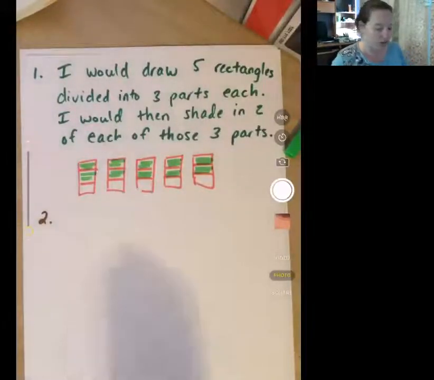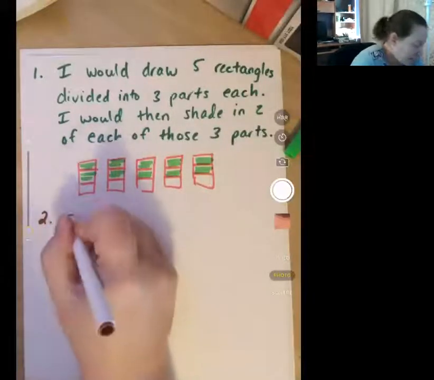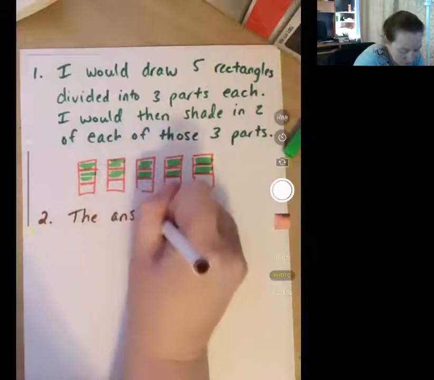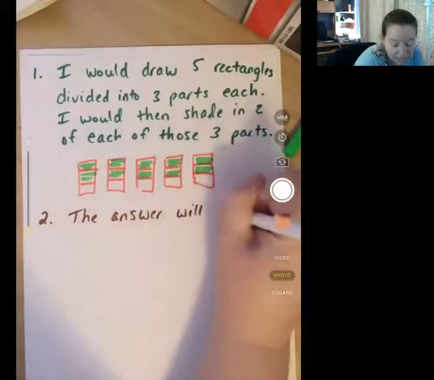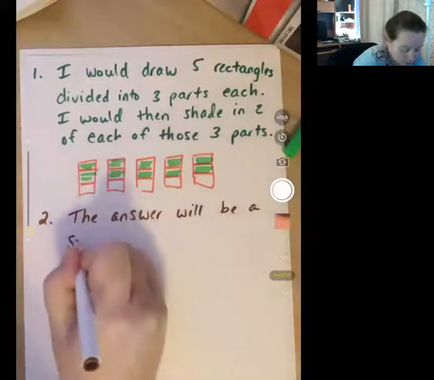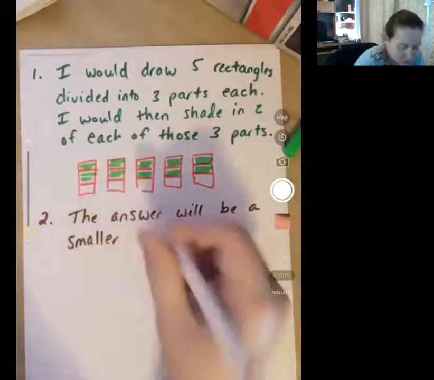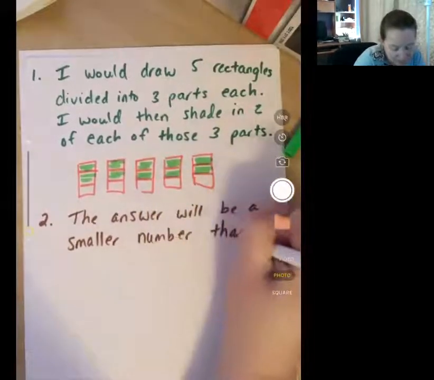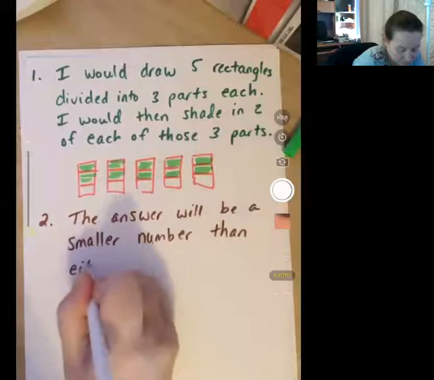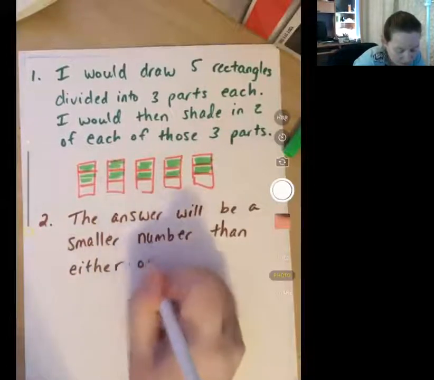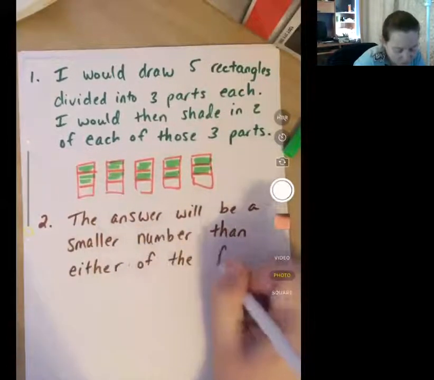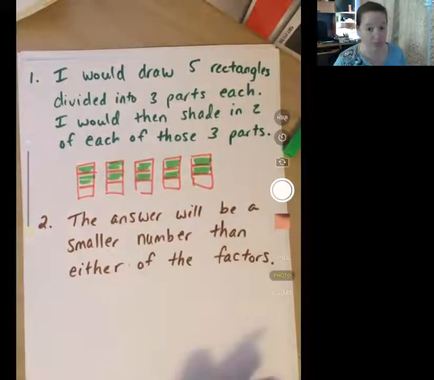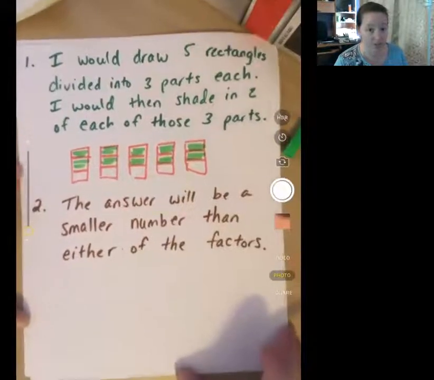So the answer is going to be, the answer will be a smaller number than either of the factors. The answer will end up being a smaller number than either of the factors.